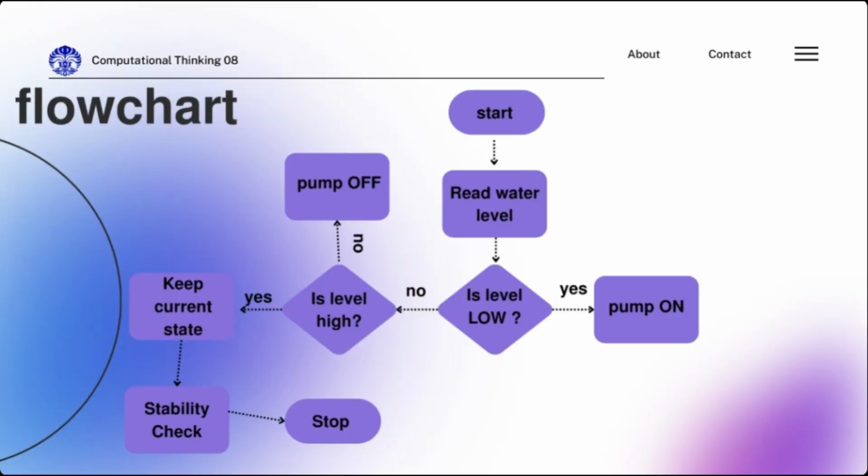Okay, this is the flowchart. So start, read water level, is level low? If yes, pump is on. If no, is level high? If no, pump off. If yes, keep current state, then stability check, and then stop.